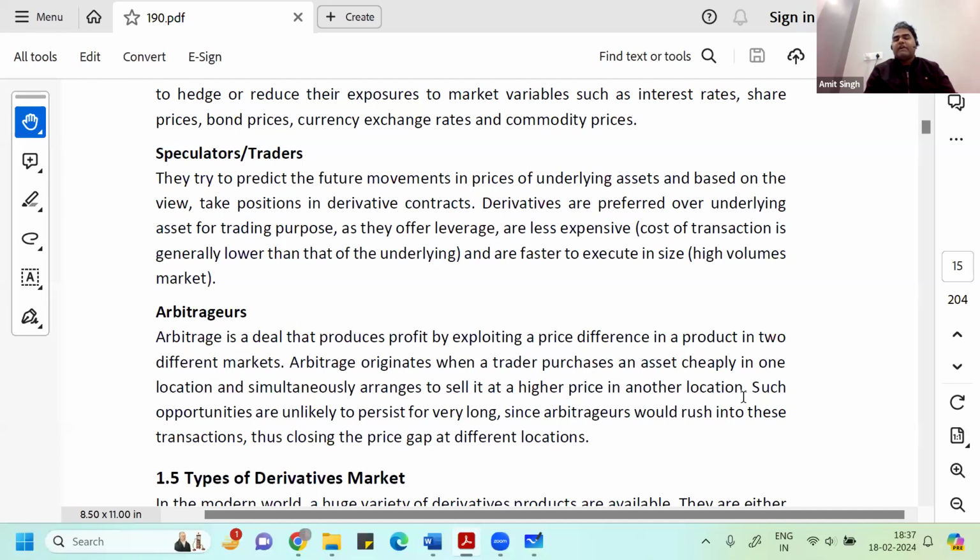I hope you understood. You buy something in one market at some value, and you sell the same thing in another market at a higher value, and thereby the profit you make is a risk-free profit. Such opportunities are unlikely to persist for a long time. The moment any arbitrage possibility appears, everyone wants to participate in it and make the risk-free profit. Such arbitrageurs rush into this transaction and thus close the price gap at different locations. I hope you understood this.